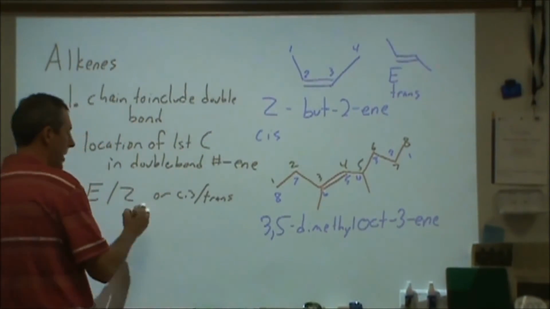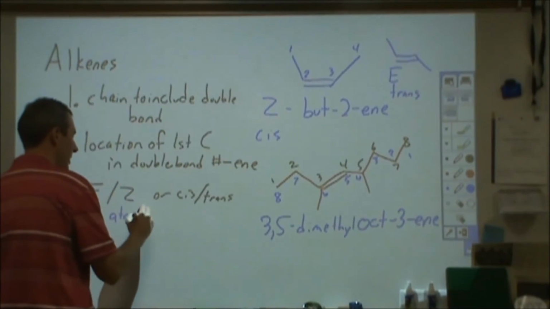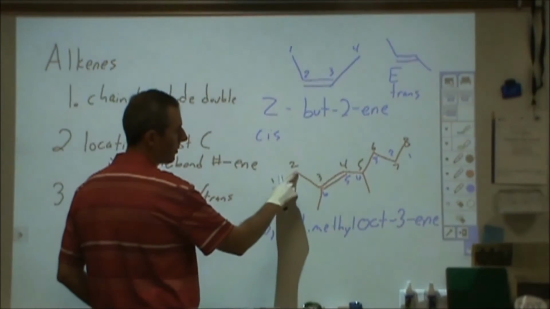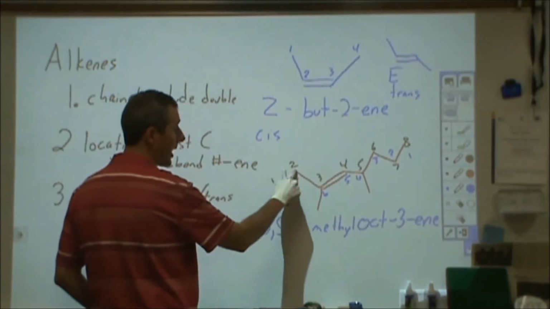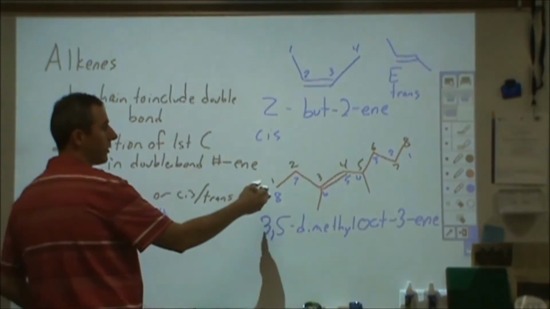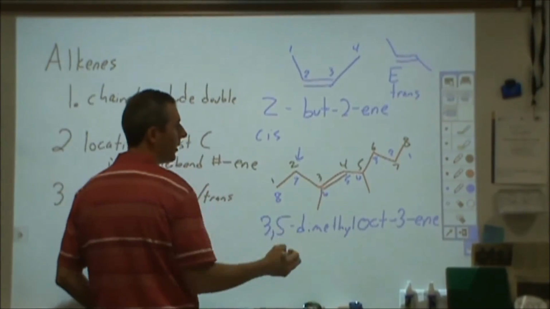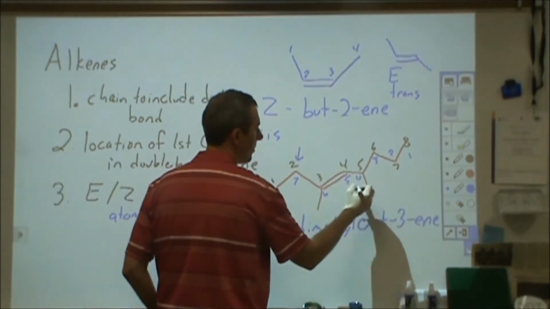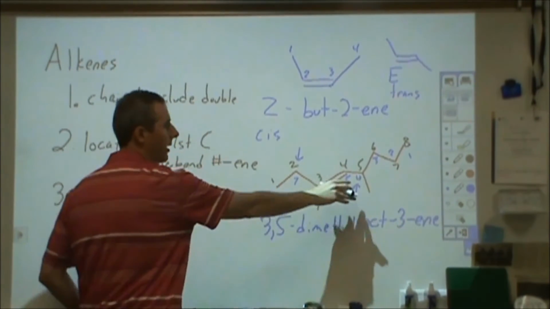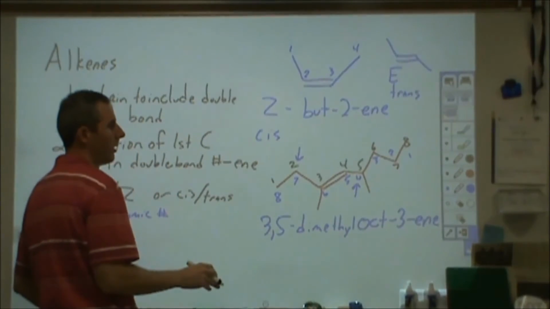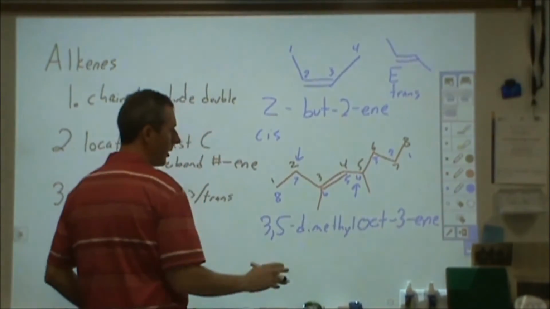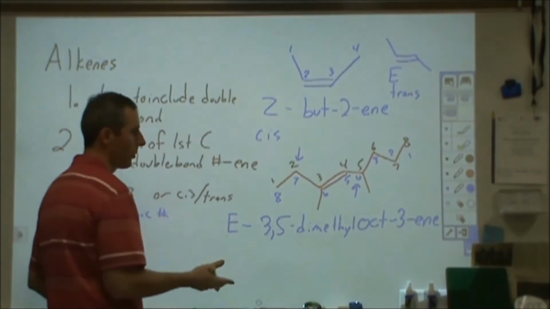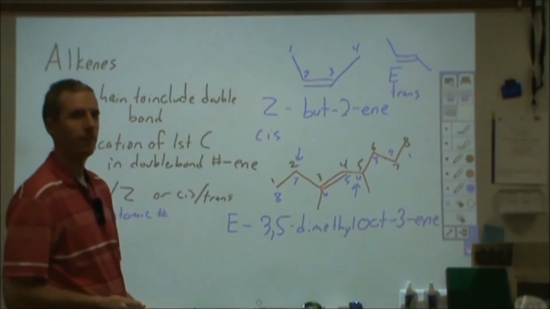So what we do for that is we use atomic number to assign priority. So a carbon attached here has atomic number of 6. Atomic number of 6, that's a tie. But if we continue out, we get another atomic number of 6. This has the higher priority. And then this one, we have a hydrogen, atomic number 1, and a carbon. So this has the higher priority. So you can see that they're on opposite sides of the double bond at a diagonal from one another. And so then we're looking at the E designation. So this would be E-3,5 dimethyl oct-3-ene.